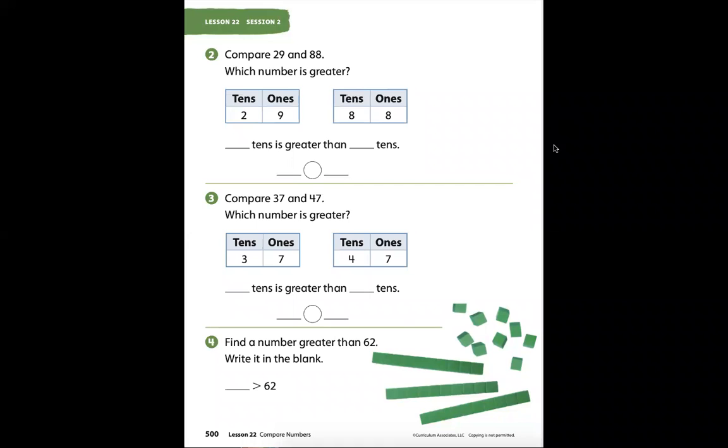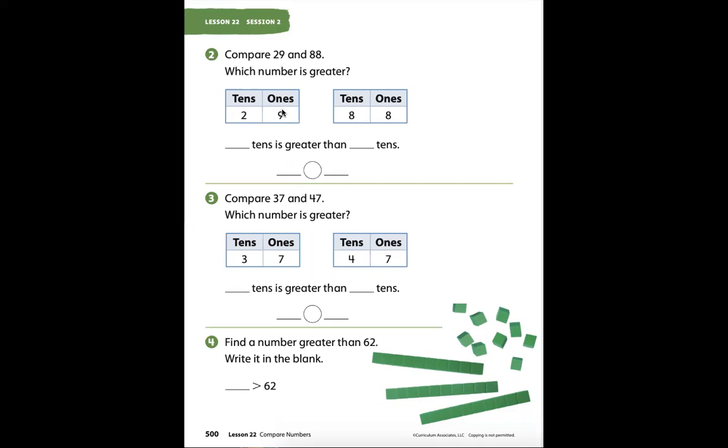Lesson 22, Session 2, page 500. Compare numbers. When we are comparing numbers, we look at the value of the digits. Here it asks us which number is greater.